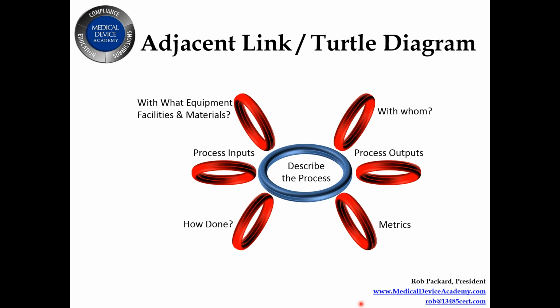And here's an example of a turtle diagram again, but I've combined the two concepts of adjacent link auditing with the turtle diagram. And so now instead of that oval and the 6 arrows, now you have the oval that's the adjacent link, and the adjoining links are each of the arrows. So that might help you understand a little bit more how the two concepts work together.